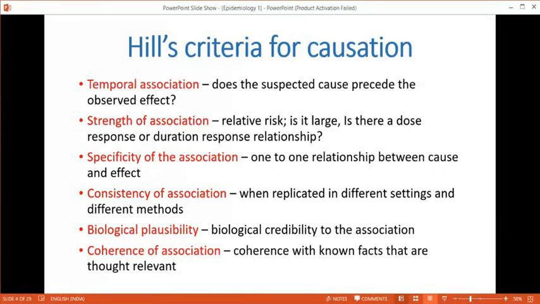So the next point, he said, is that there should be a strength of association. There must be something strongly saying that this is what is causing the problem. How do we say that? We measure the relative risk. We say how much it is associated. If smoking causes cancer, how strongly is it associated? They have to say that if a person is a smoker, he has 3 times higher chance of getting lung cancer compared to a person who is not smoking. So the relative risk has to be high.